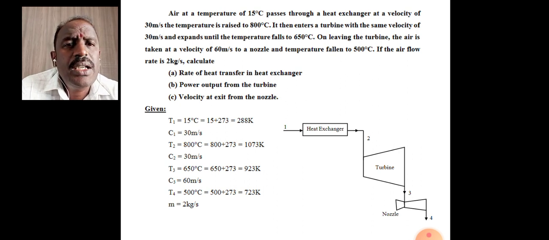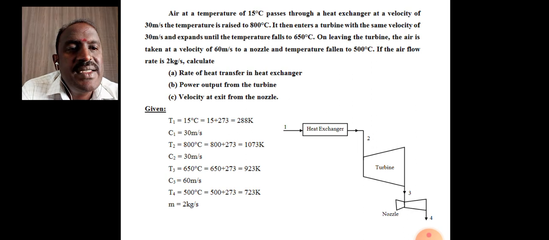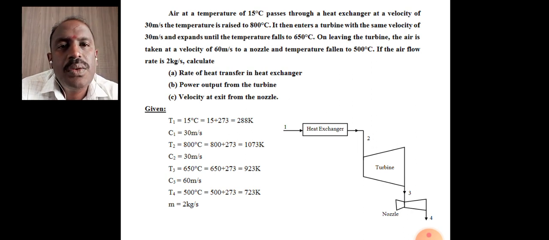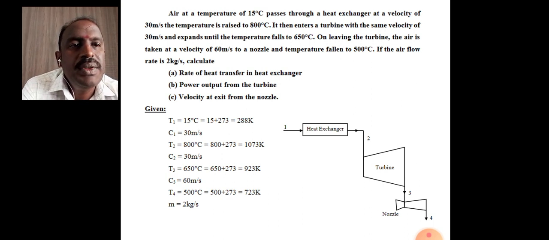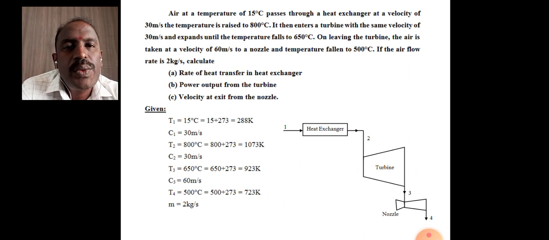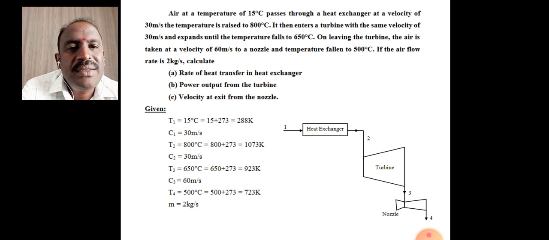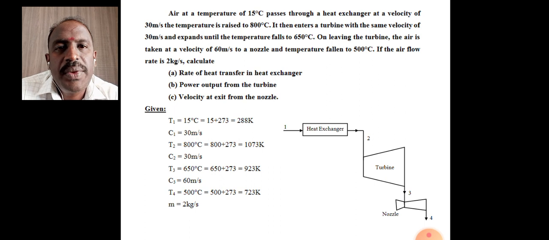And leaving the turbine, the air has a velocity of 60 meter per second, so C3 equals 60 meter per second, to the nozzle, and the temperature falls to 500 degrees centigrade. After the nozzle, the temperature is 500, so T4 equals 500 degrees centigrade. We add 273, you will get 723 Kelvin. If the air flow rate is 2 kg per second, the mass flow rate is given as m equals 2 kg per second.